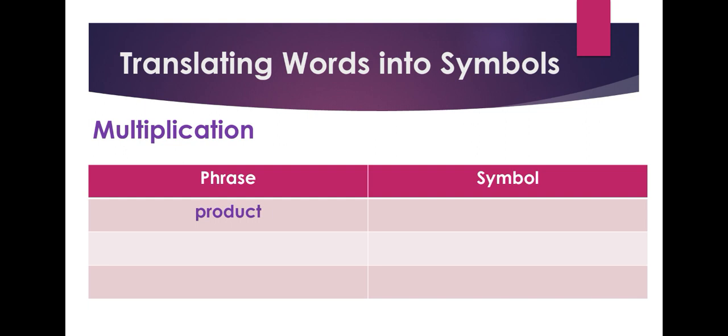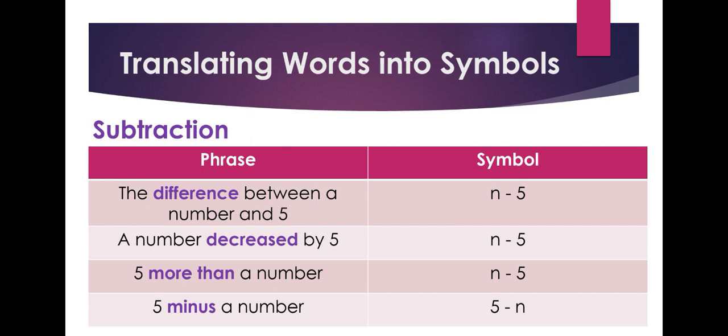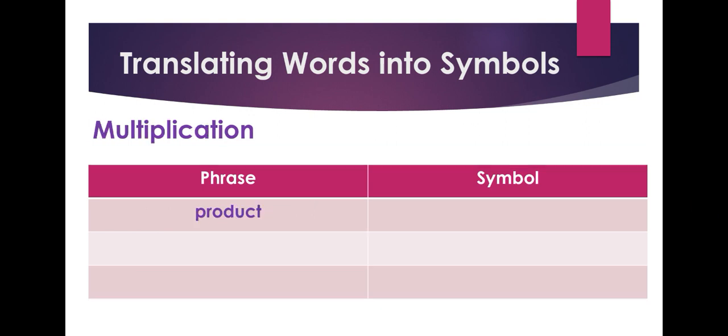We will use the word product, such as the product of 8 and a number. If we write that, we have 8 times n. Okay, remember in these examples, in subtraction, addition, and so on, I represented a number as the variable n. But you can use other letters. I used n because it is easier, since it is any number anyway. Okay, so we will have the product of 8 and a number.